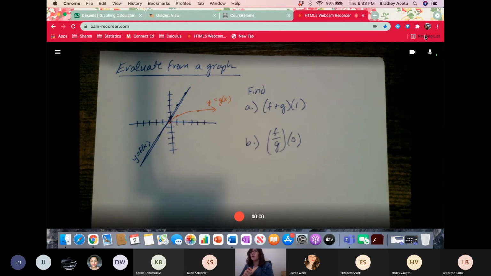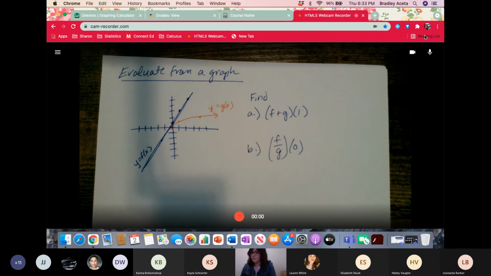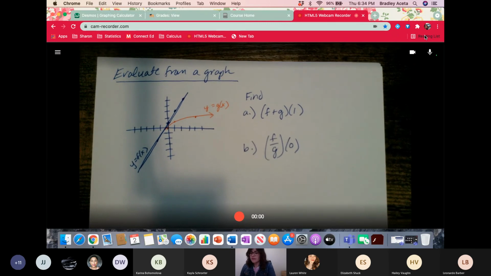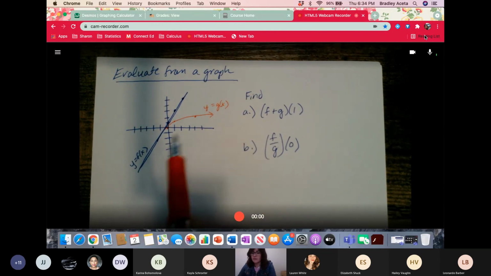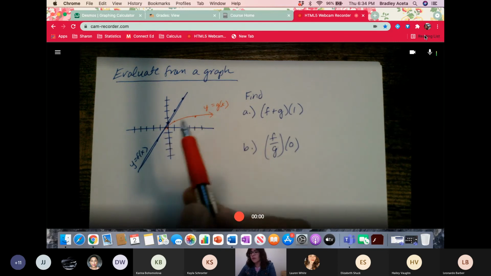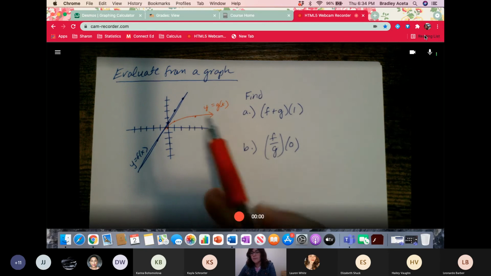Similarly to what we've done before, again, what we had was an equation. Now we have to read it off of a graph. Don't forget, f of x is just a fancy notation for a y value. G of x is just a fancy notation for a y value. The f of x is the y on the blue line, whereas the g of x is the y value on the red line. Okay?